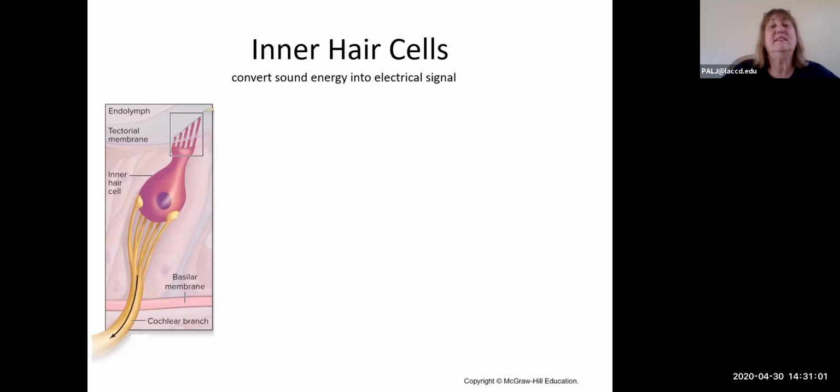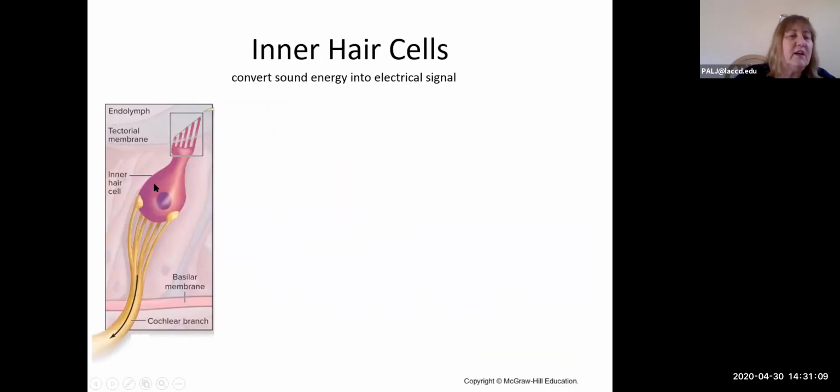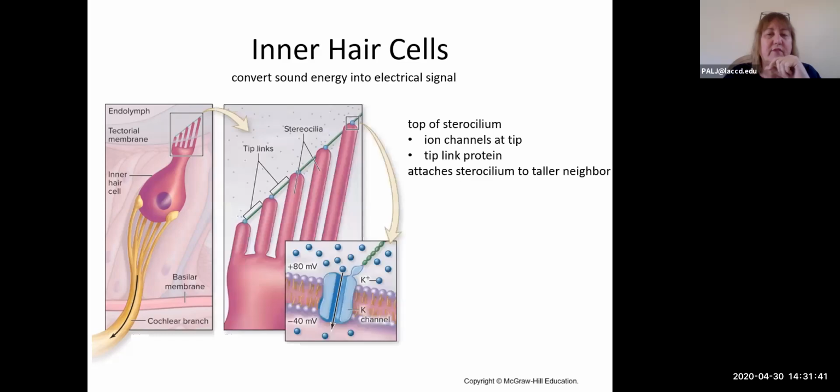So let's look at these inner hair cells. Remember, we are back over here close to the point of attachment. So here is the inner hair cells with the stereocilia. Here is the longest one, so that's the kinocilium. And there is the tectorial membrane above it. We have endolymph in the cochlear duct above it, and the basilar membrane down below it, and there's the cochlear branch of the vestibular cochlear nerve. So what these inner hair cells are going to do is they're going to convert sound energy into an electrical signal. So first we need to talk about what kind of structures we have going on here.